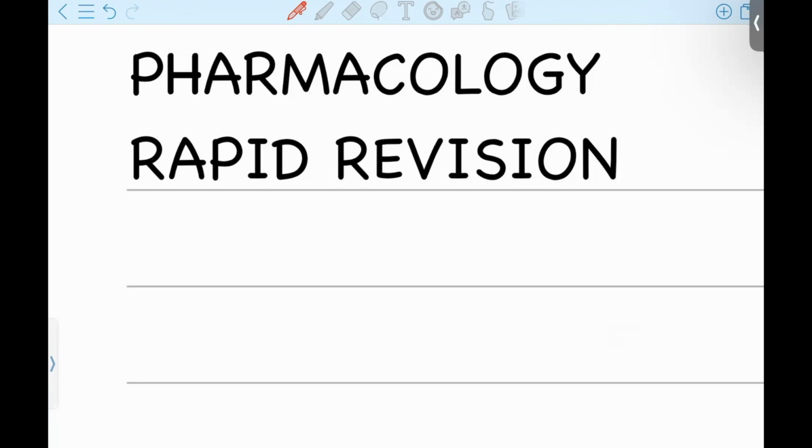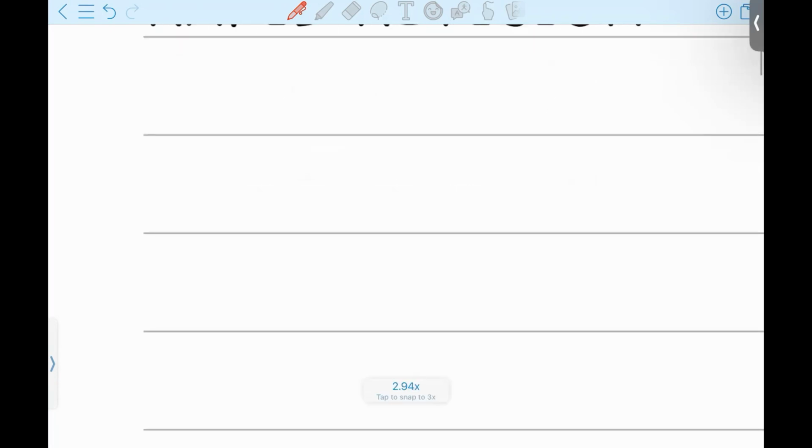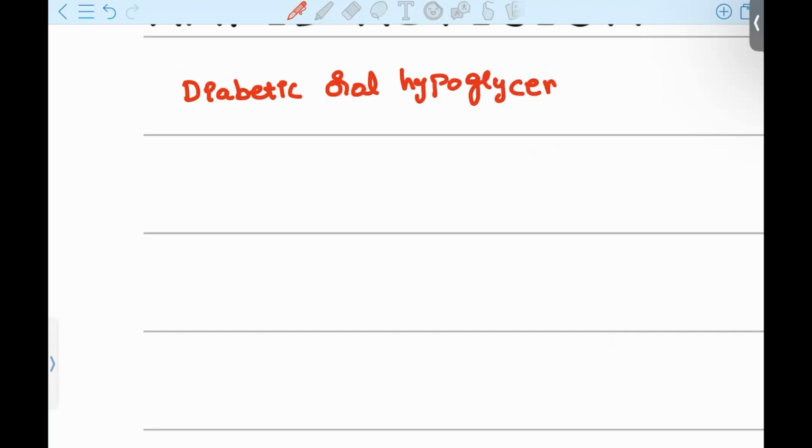So let's start our discussion, pharmacology rapid revision. The first topic, from which 2 to 3 questions commonly come in previous year examinations, is the diabetic medications. Usually the oral hypoglycemics are commonly asked with their combinations or their side effects. These questions are commonly asked, guys.